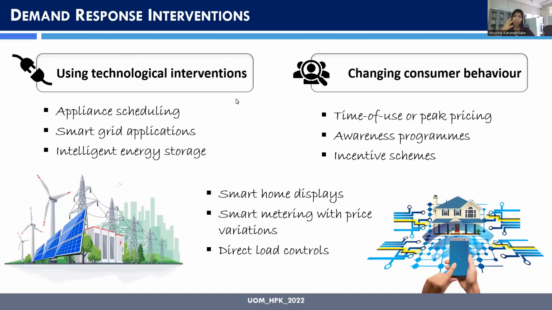Demand response, again, can be via technological interventions and by changing consumer behavior. So we try to schedule the appliance use to certain times of the day by technological means, by turning them on and off at different times of the day, or smart grid applications using intelligent energy storage. And we can also change consumer behavior through awareness programs or providing financial or other incentives to change their energy use patterns, or using time of use tariffs or peak pricing, and by using smart home displays that allow people to see how they are consuming energy and where energy is getting wasted. And smart metering with price variations and direct load controls. These are all demand response interventions.